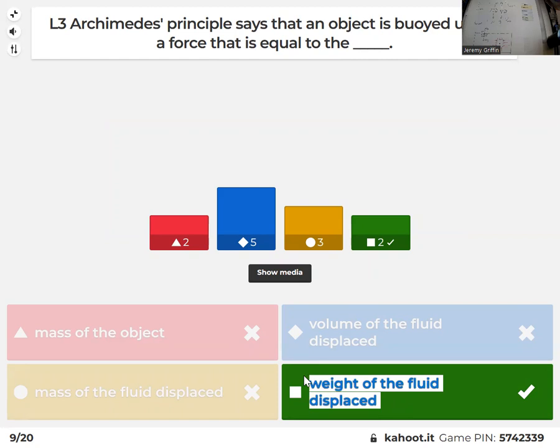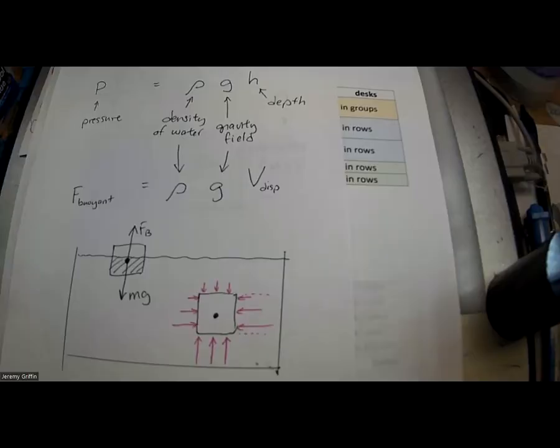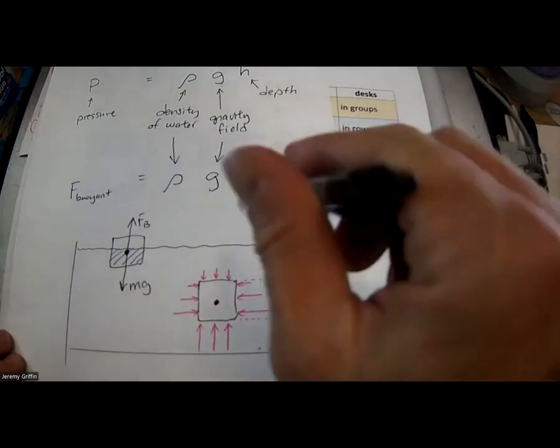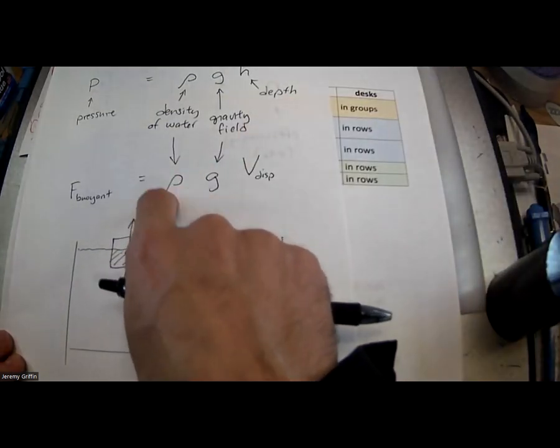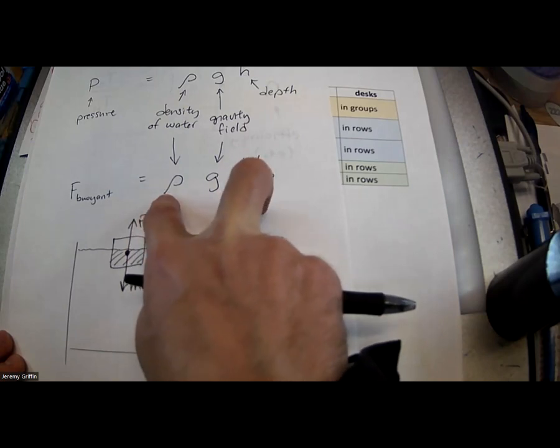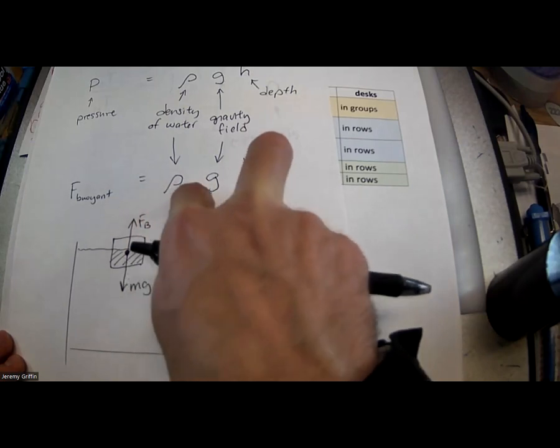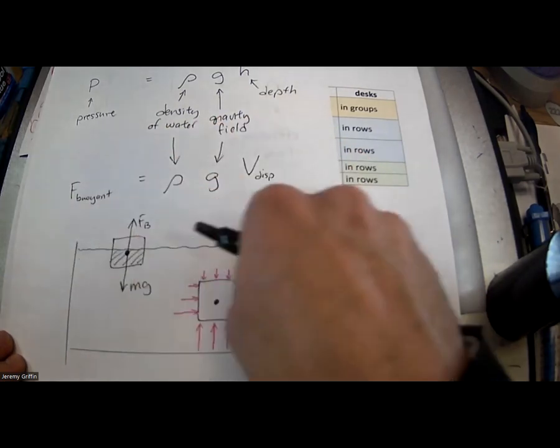Actually, I've got another perspective for you guys on this one, so I'll switch over and show you. Okay, so here's the equation that goes with this. Density of water times, remember, this is not the density of the object, it's the density of the water or the fluid, times volume, that's the mass of the fluid, times g, that's the weight of the displaced water.